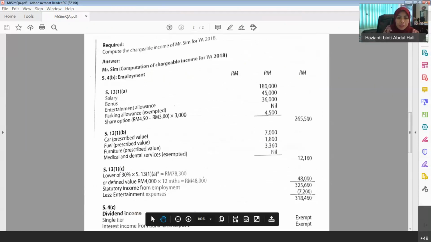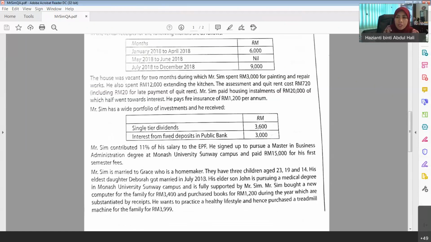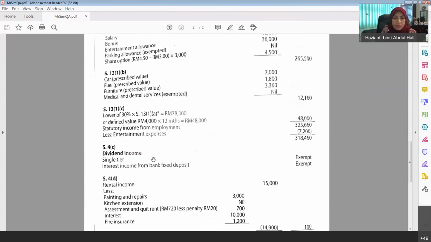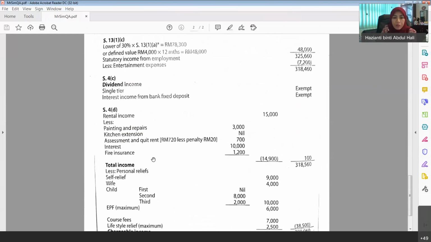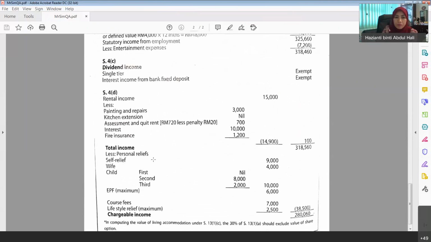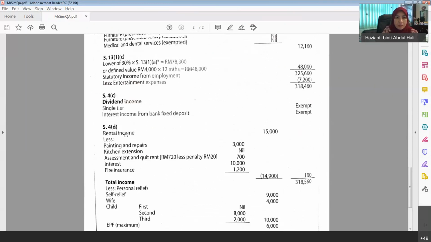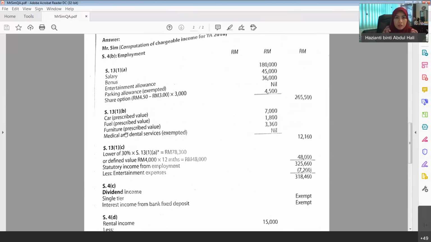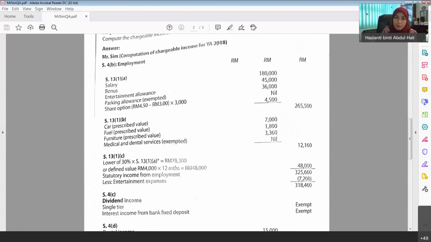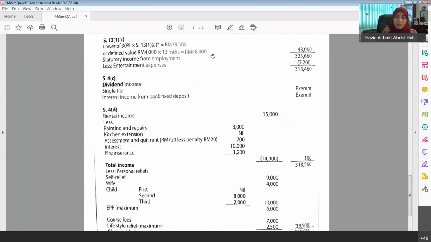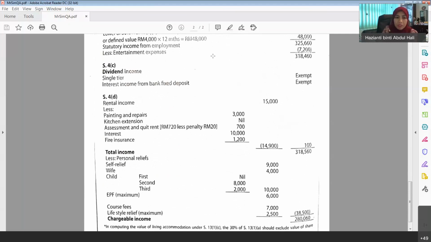So, can you get the relief here? Because I'll go straight to the solution now. Because just now we stopped at total income. Right, so this is where we stopped just now. Total income 318,560. And this is for year of assessment 2018. Alright, so for year of assessment 2018, personal relief, self relief is 9,000.